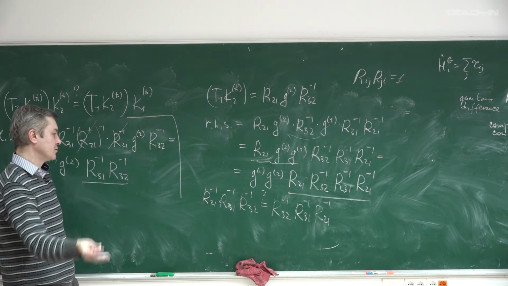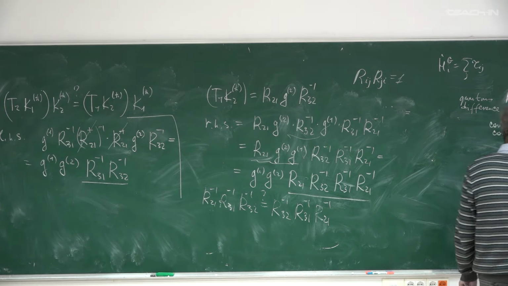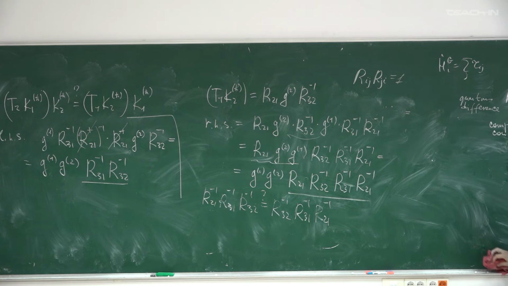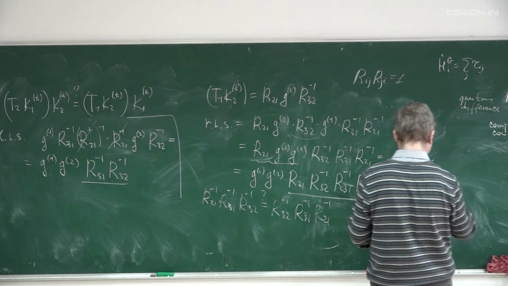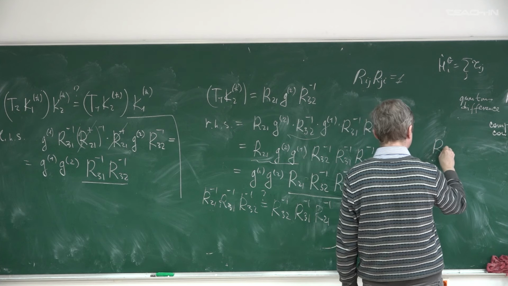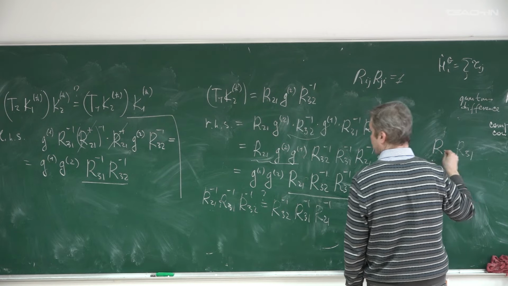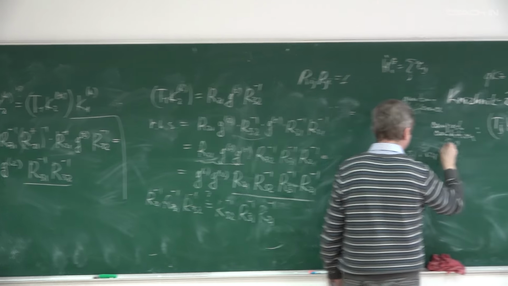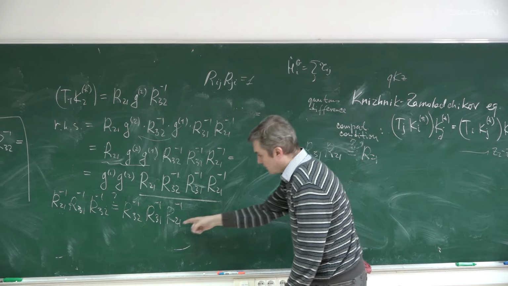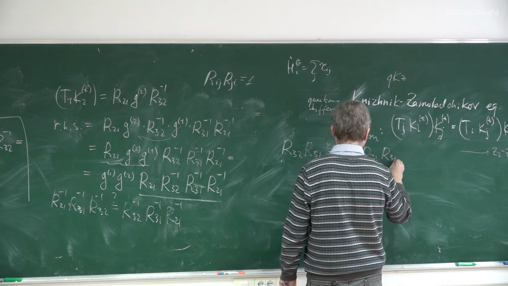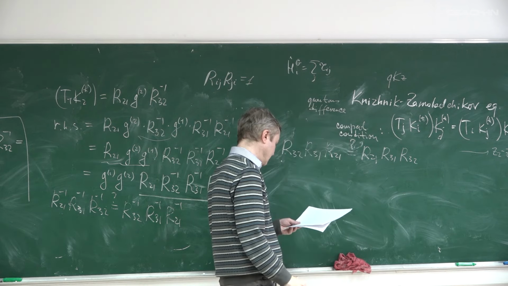Let us now consider the inverse of both sides. If we consider the inverse of both sides of these expressions, then we get the same as what is written here, but in a different order. So we should put R from the left. We have R32 first, then R31, and then R21, and it should be equal, and we are verifying if it is, to R21, R31, and R32. Is it true or not?